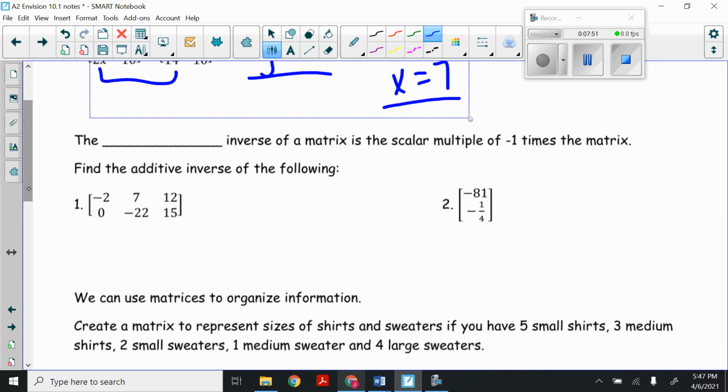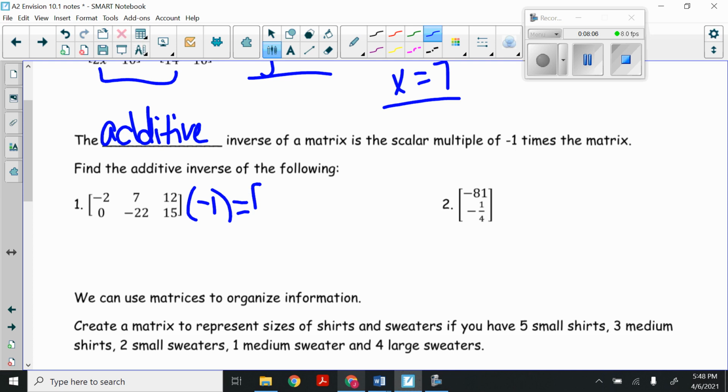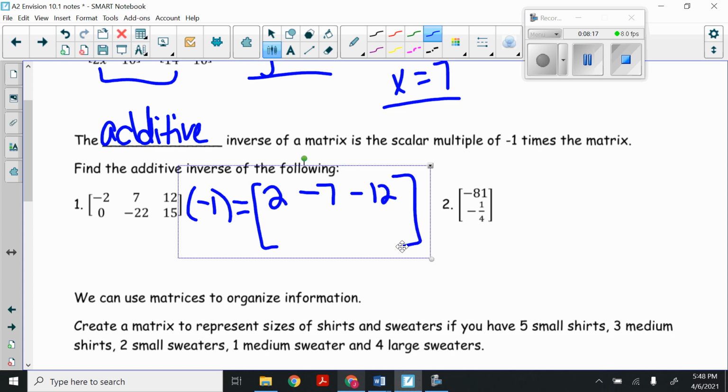Another definition. The additive inverse of a matrix is the scalar multiple of -1 times the matrix. So it says find the additive inverse of the following. So basically I want to multiply -1 by my matrix. So -2 times -1 gets me 2. 7 times -1, -7. 12 times -1, -12. Second row, 0 times -1, 0. -22 times -1, 22. 15 times -1, -15. So this matrix is the additive inverse.